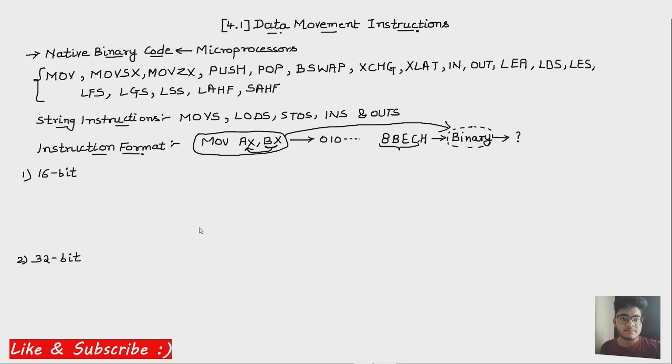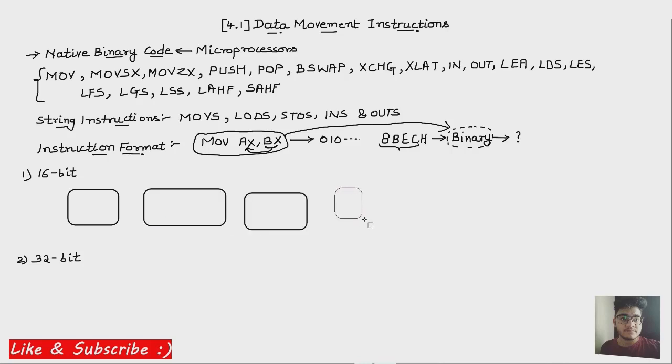So in a 16-bit instruction format, let me just draw some rectangles here. We divide a 16-bit instruction into 4 different parts, right? 1, 2, 3, and 4. These are the 4 parts of a 16-bit instruction, starting from the last part. So this 16-bit instruction will be something like this.